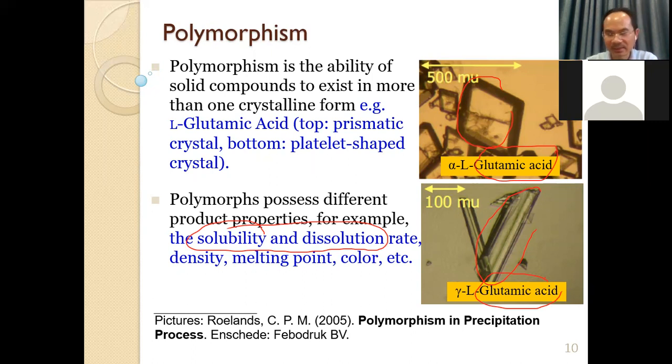When you apply it in the drug process, the form with higher solubility or lower solubility is needed, depending on the application. If it's a higher dissolution rate, the drug is easy to dissolve in your body, something like this. We may prefer the form with higher solubility. This is the term of polymorphism.